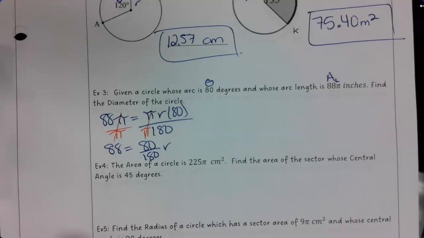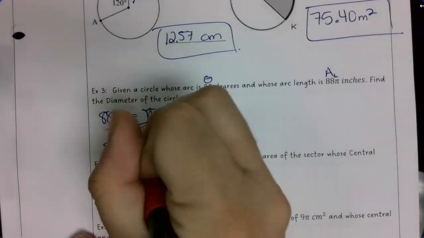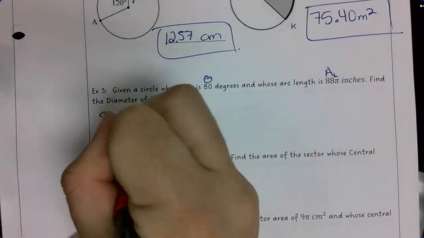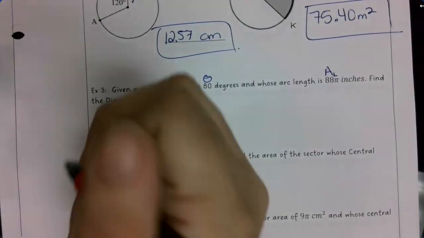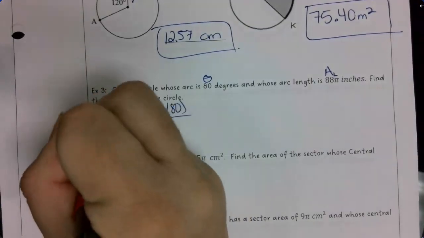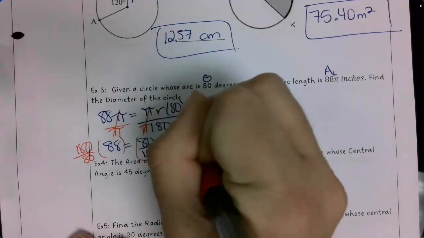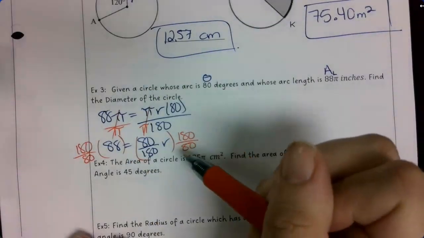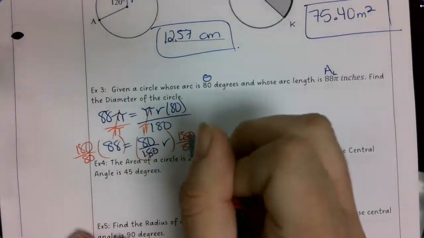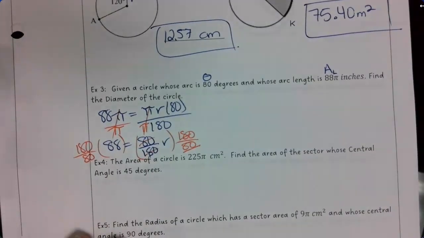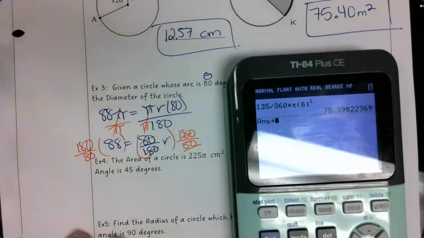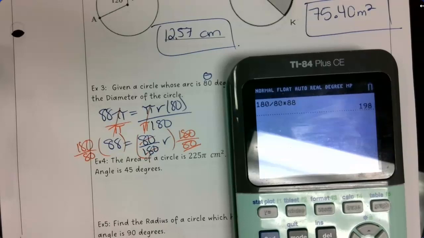The next thing I want to do is get rid of the number in front of r. So I'm going to multiply both sides by the reciprocal of this fraction, which is 180 over 80. On my right side, that will cancel these out. And then on my left side, I just do that on the calculator. Gives me 198.